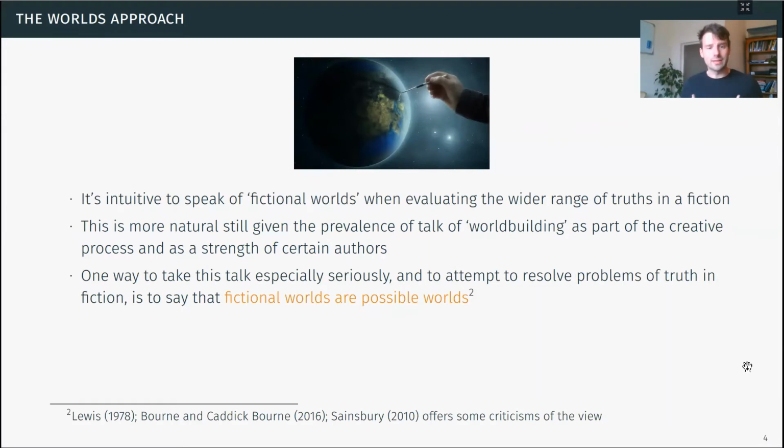Now, one way to take this kind of talk especially seriously, and to marshal it to resolve problems of truth in fiction, is to say that fictional worlds are possible worlds. This is an approach famously considered by David Lewis. There's a more recent discussion of it by Bourne and Caddick-Bourne.